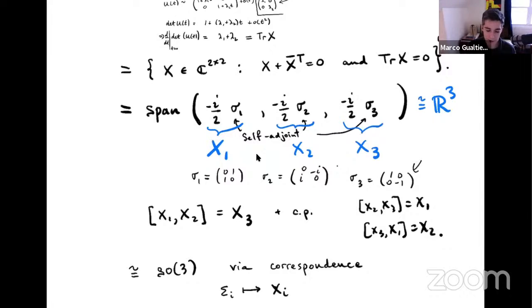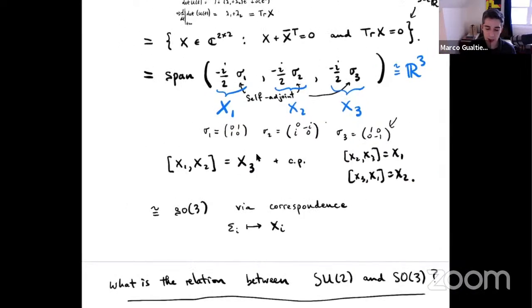And this one does satisfy the commutation relation x1 bracket x2 is equal to x3, and you have the other cyclic permutations of this. So just by taking a look at this, we notice that it is the same Lie algebra as the Lie algebra of SO3. To see that, we just send sigma i to xi, and that's a good way of matching the two vector spaces up in such a way that the Lie brackets match up. Okay. Any question about this fact that we have two groups?